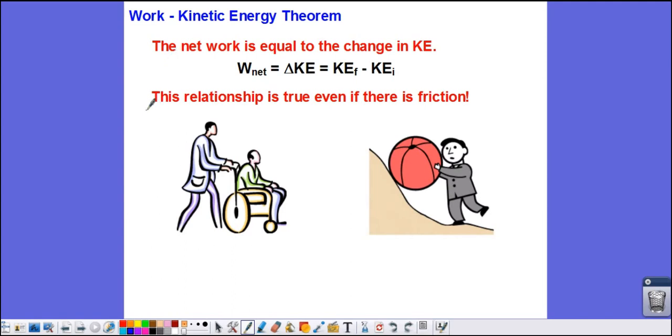This relationship is true even if there is friction. This is a little different than before. When we were dealing with conservation of energy, mechanical energy was only conserved if there was no friction. However, the work kinetic energy theorem is true no matter what, whether there's friction or not.